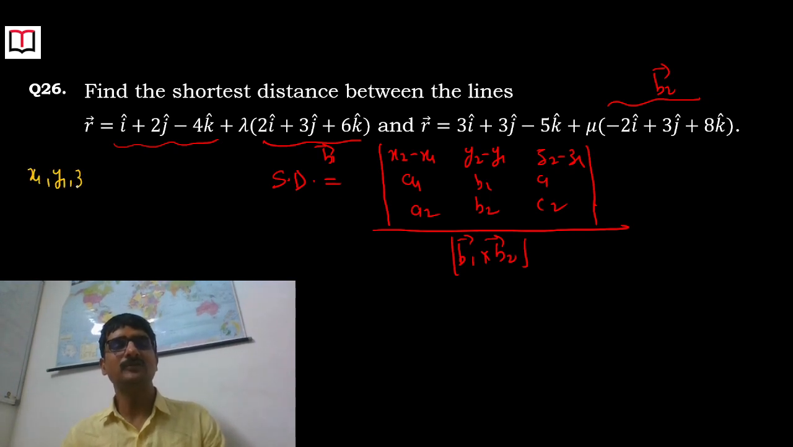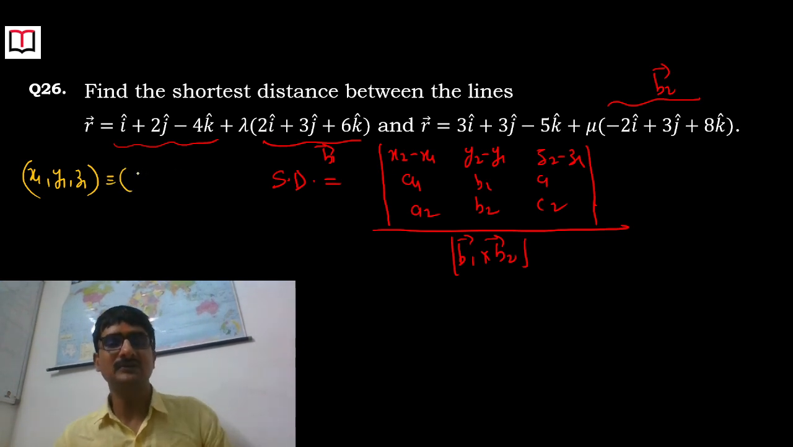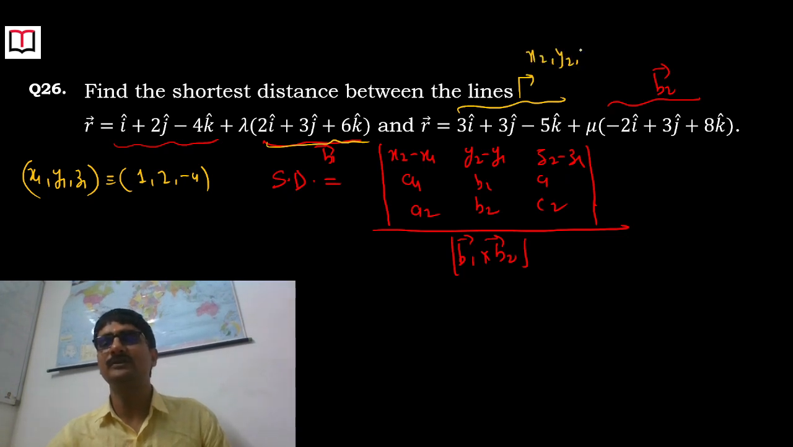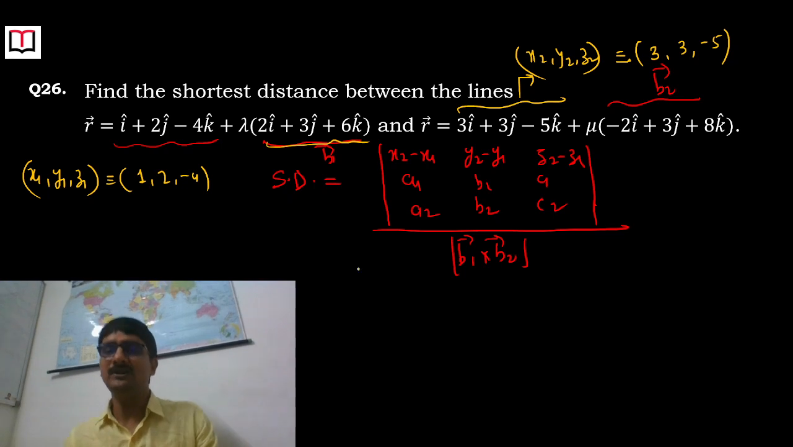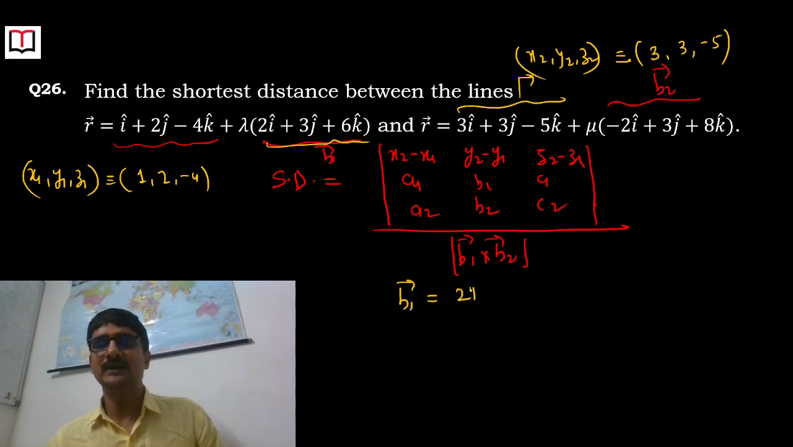So the fixed point through which it passes is given by the scalar coefficients of i cap, j cap, k cap, isn't that 1, 2, and -4? And that's your direction vector. I already said that. And then that's the other fixed point through which the second line passes, whose coordinates are 3, 3, -5. So you just put in the values. a1, b1, c1 you get from the direction vector. So b1 vector is 2i cap plus 3j cap plus 6k cap.